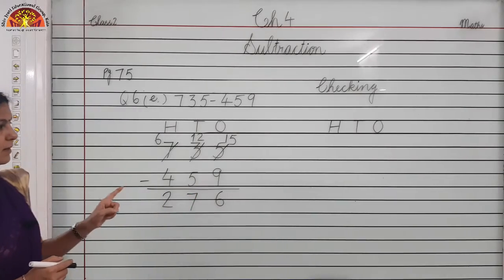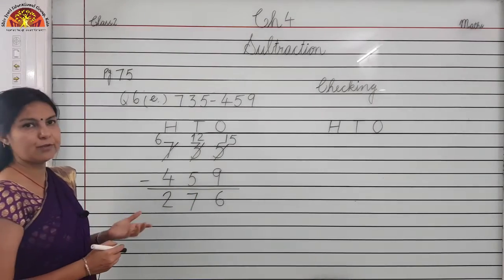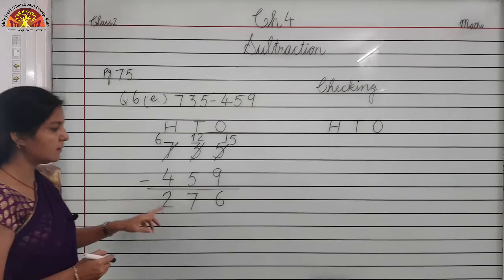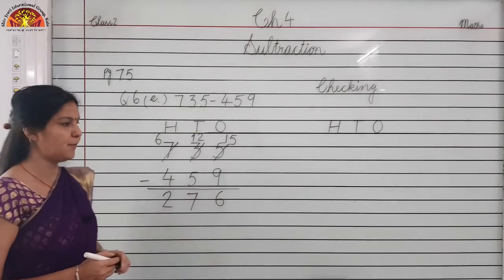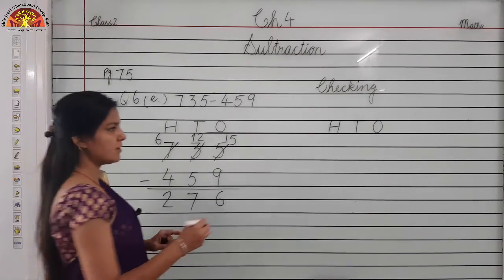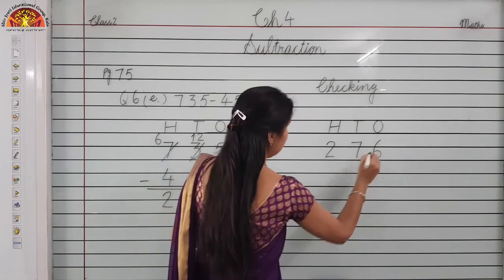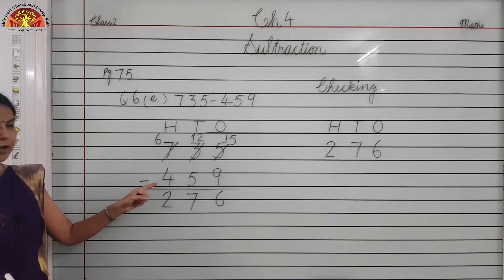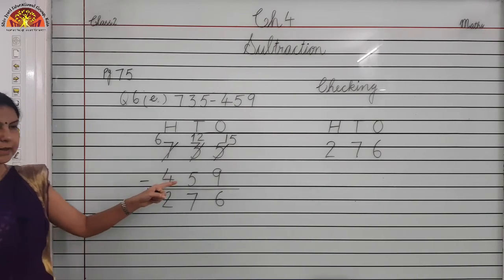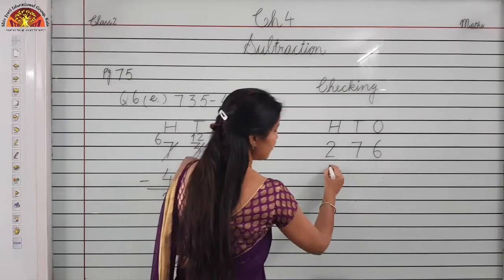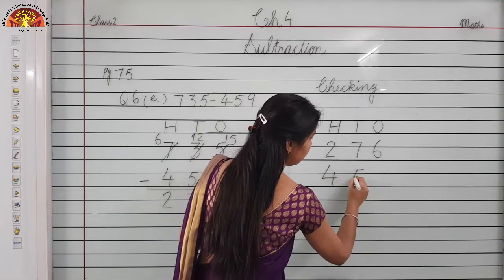Now we will check whether our sum is correct or not. So what we will do? We will add the difference and the smaller number. So what is the difference? Difference is 276. And which is the smaller number here? Here 459 is smaller. So we will add these two numbers.